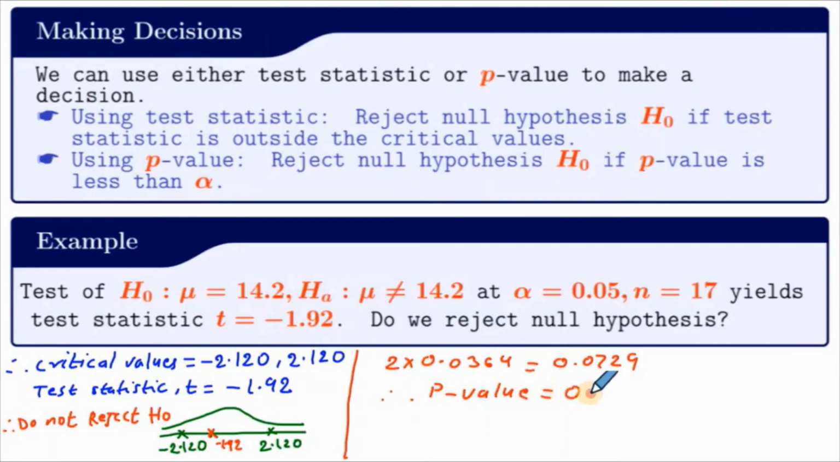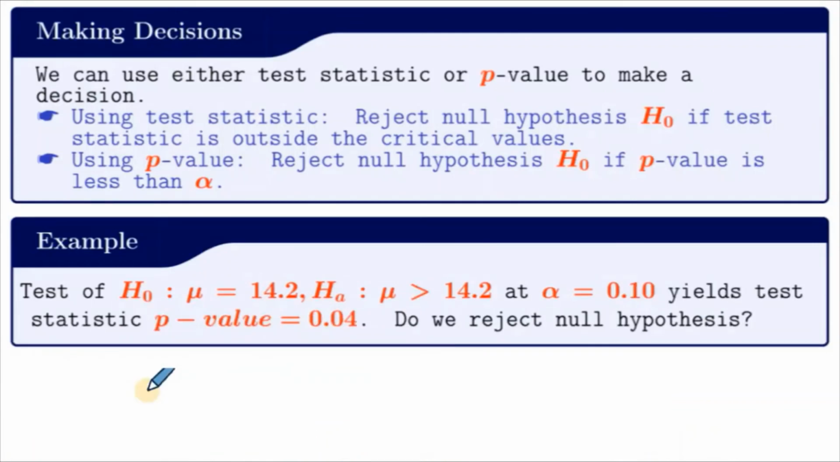So now we have p-value which is 0.0729, and we know our alpha is 0.05. Since p-value is greater than alpha, do not reject our null hypothesis. So do not reject null.